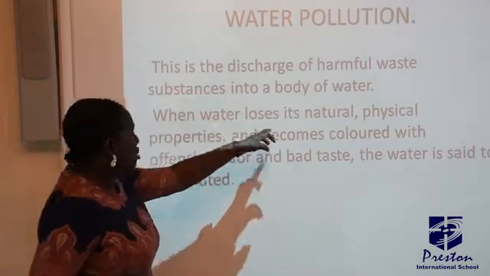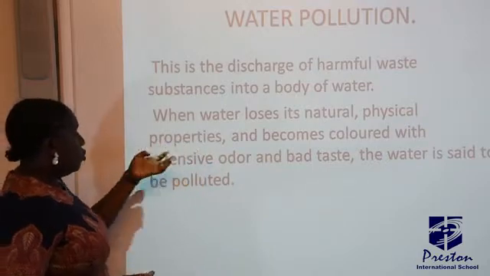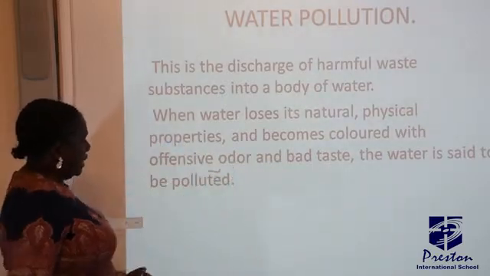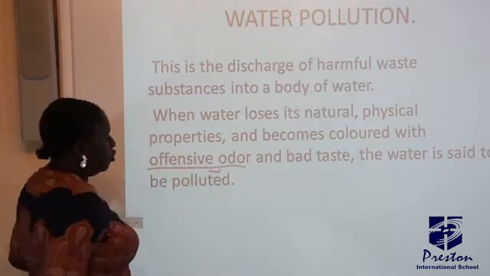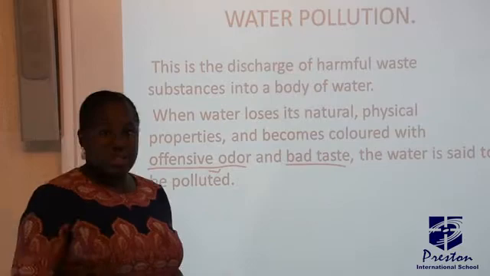Now, when the water loses its natural color and other physical properties and becomes colored, or comes up with an offensive odor, bad things, that sample of water is said to be polluted.